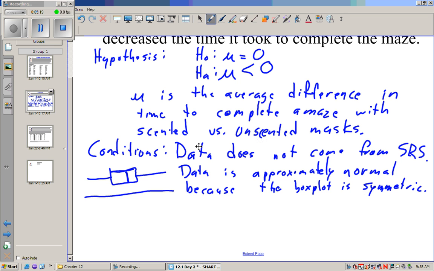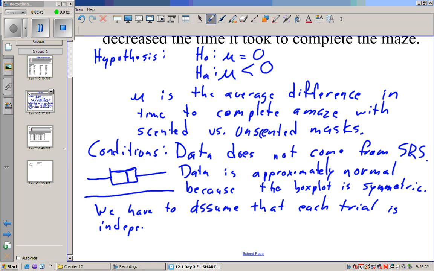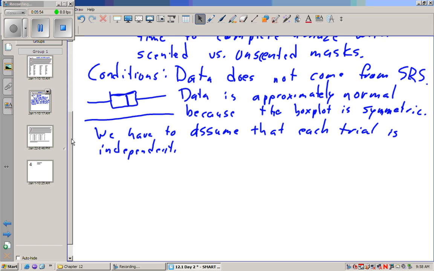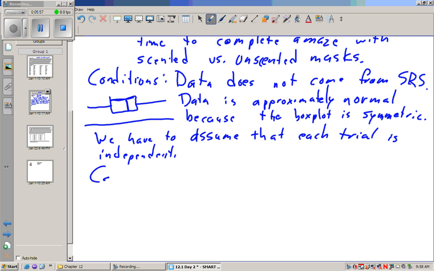Now for independence, we just have to assume that each person's trial is independent. We're not really sampling without replacement here, so we really don't need that n is greater than or equal to 10 times little n. All right, now we look at the calculations.